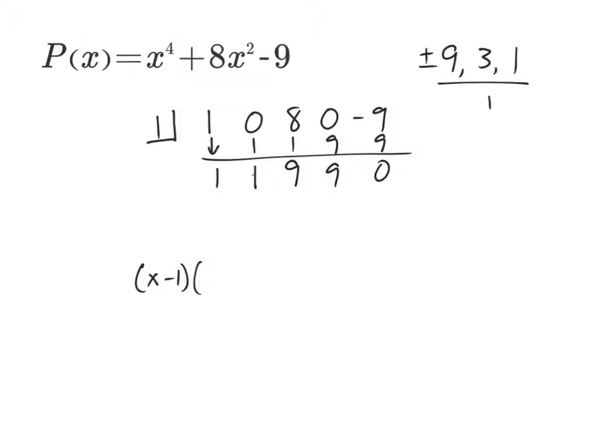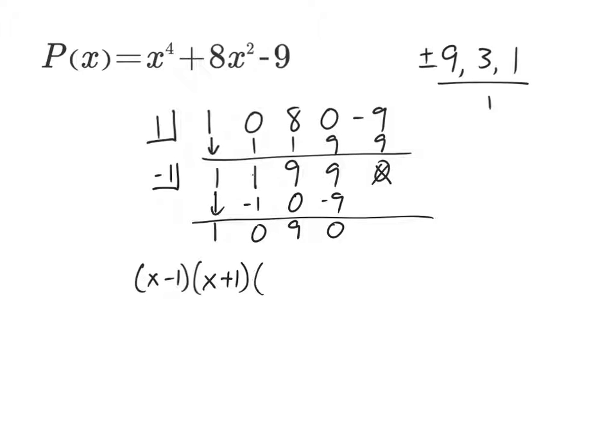So I'm going to do negative 1 now. And this becomes 1, negative 1, 0, 0, 9, negative 9, 0. Remember, this one doesn't count because it's the remainder of the last one. So now another factor is going to be x plus 1. And then the rest is going to be x squared plus 9.